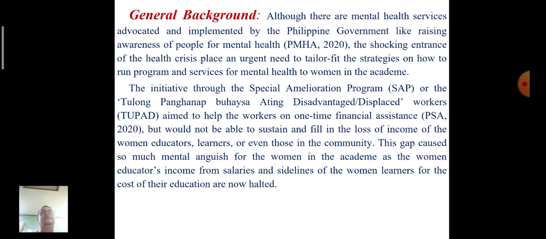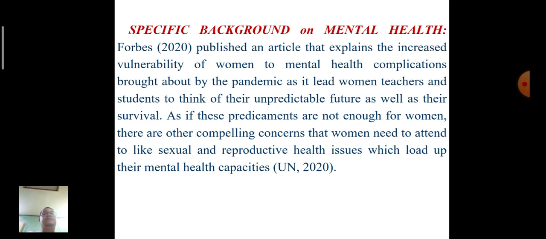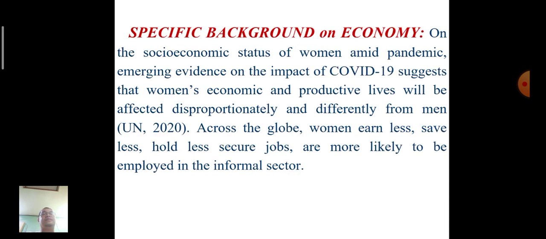These are reputable organizations, and you have the year. Do not forget to place the year where the sources are coming from, and of course, we appreciate it if the sources are very current. That means we're doing the research based on the current scenario. We also have a specific background on mental health and a specific background on economy, because these are the two concepts or variables mainly present in the title of the research. So you have these examples: mental health and economy.